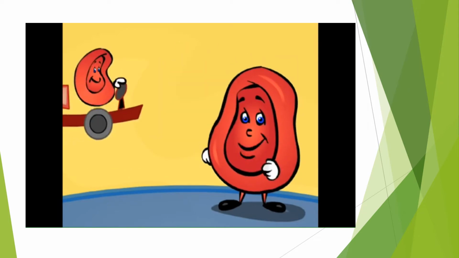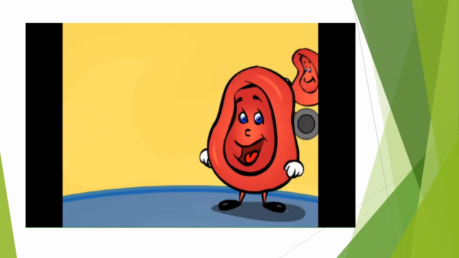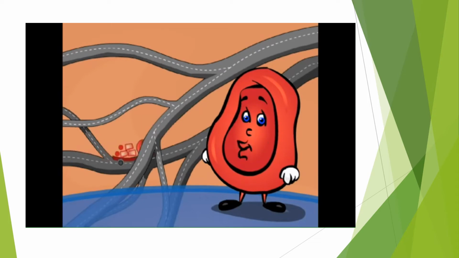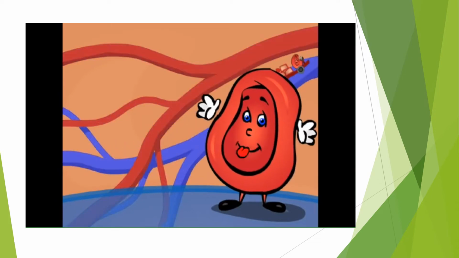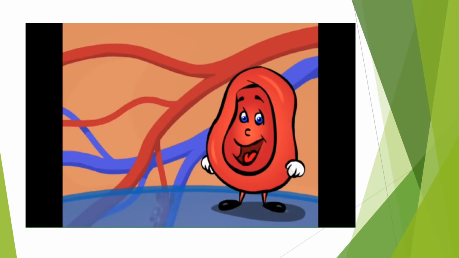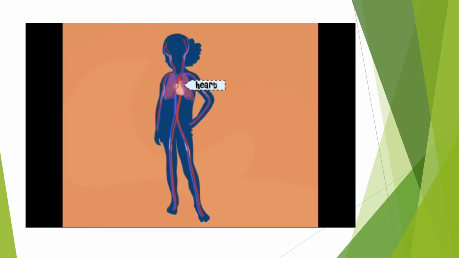You see, I'm like a little delivery truck in your body. I pick up and drop things off all the time. I ride the highways of something called the circulatory system. I like to call it the circle system because I keep going in circles. This system is made of your heart and blood vessels that carry your blood to different areas of your body.